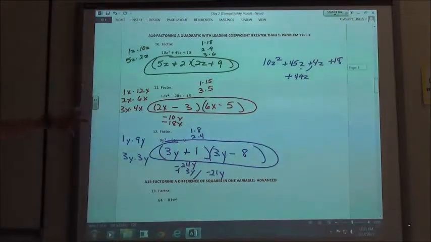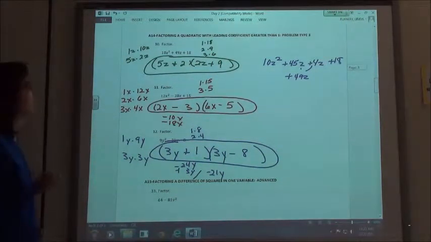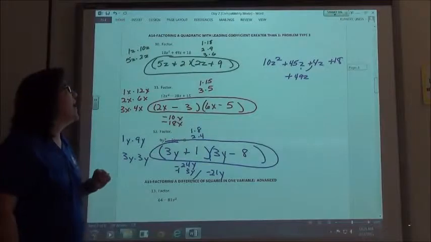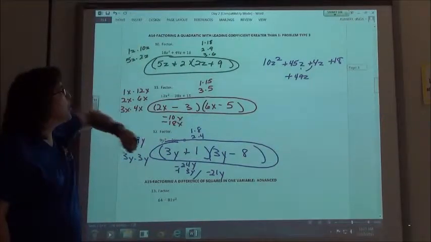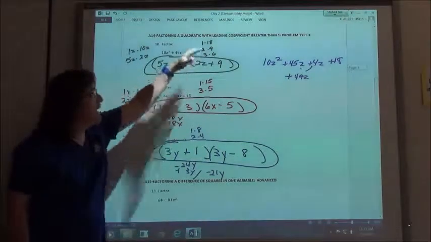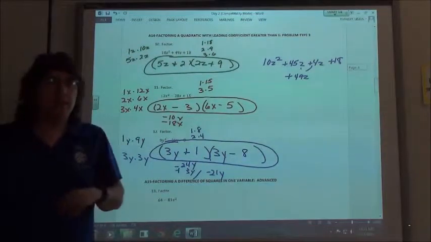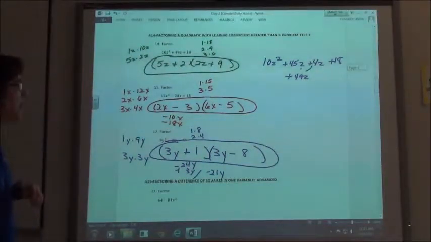So a matter of guessing and checking when I've got that quadratic trinomial that I need to factor out. Factor the first term, figure out your signs, factor the last term, and then basically you're just guessing and checking till you find the pair that works.